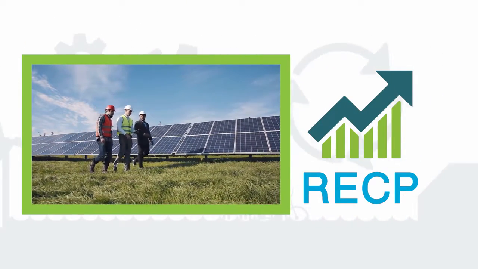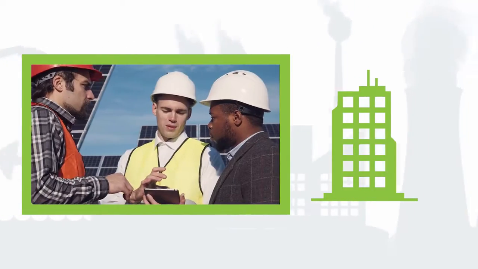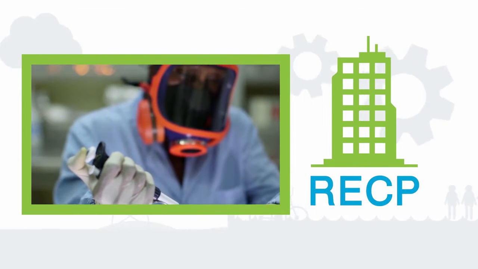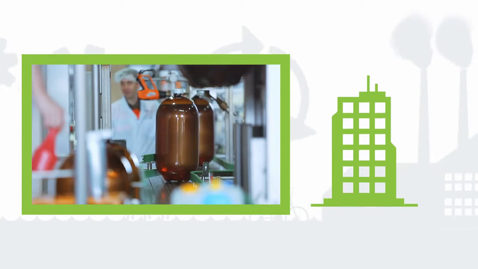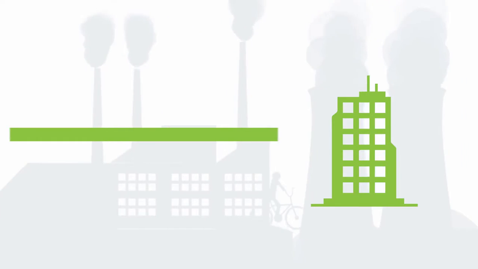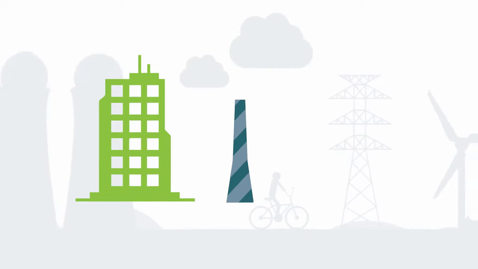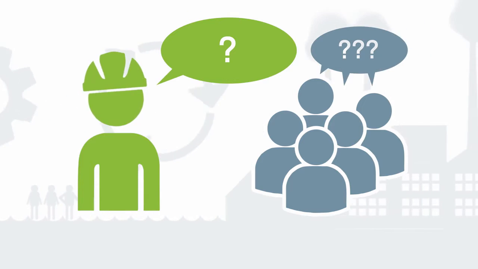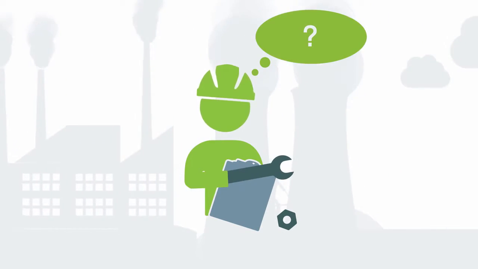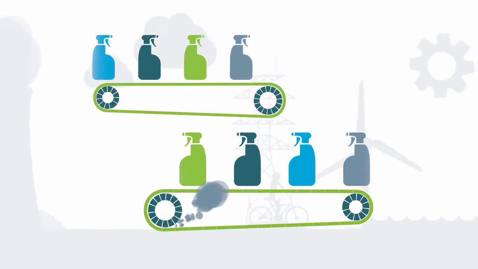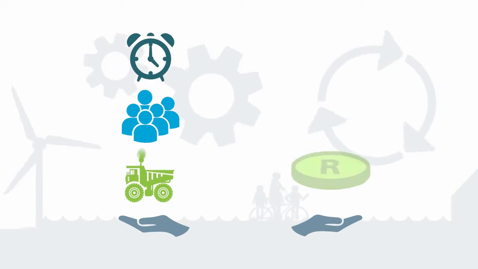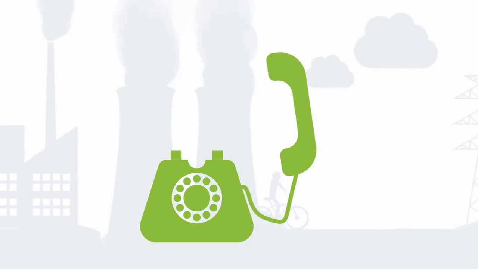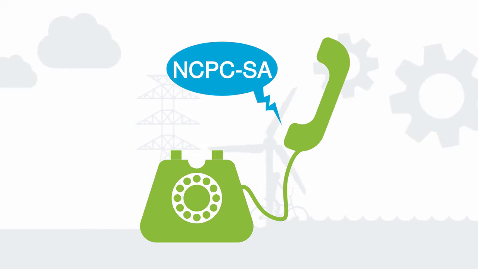At this point, it may be helpful to acknowledge that many companies want to improve their efficiency and environmental practices, but for various reasons, this doesn't happen. It has been the experience of the NCPC-SA that typical barriers to implementing RECP include a lack of understanding by management or staff, insufficient manpower or skills, the pressures of more critical production issues, and of course, a lack of budget or access to finance. If any of these sound familiar, please contact the NCPC-SA.